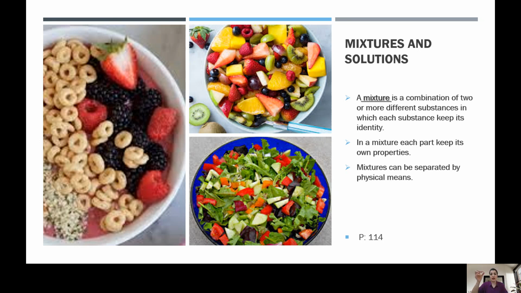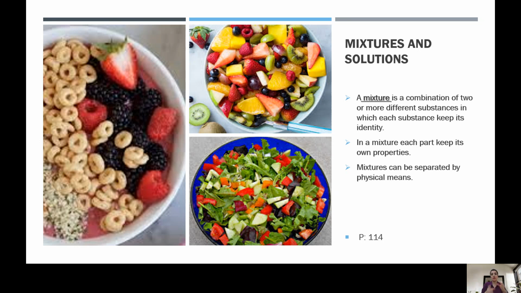I can remove the lemon from this mixture so that my fruit salad will not have lemon anymore. So it does not interfere with the composition. The same thing for my vegetable salad. If I don't want the cucumber, I can remove it. So I can remove a cucumber from the mixture, which is a mix of different types of vegetables in this case. So this is a mixture.